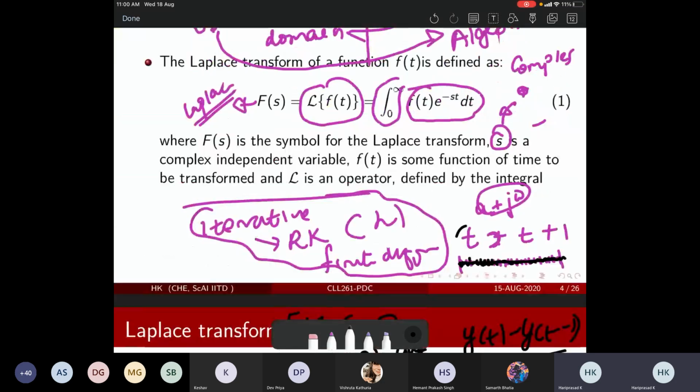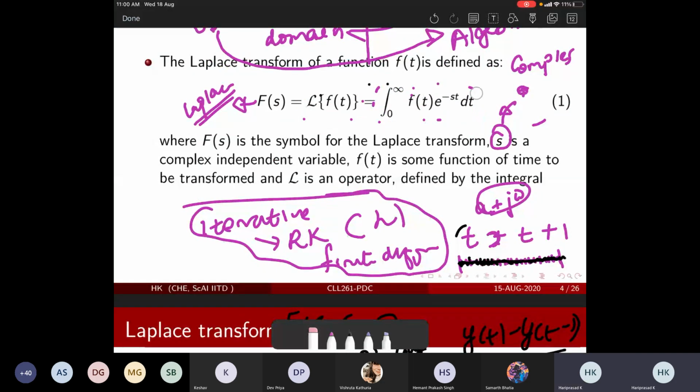What is the first principle of Laplace transform? Laplace transform of a function f of t is equal to integral 0 to infinity f of t e raised to minus st dt. That's all. So I'm going to stop here.